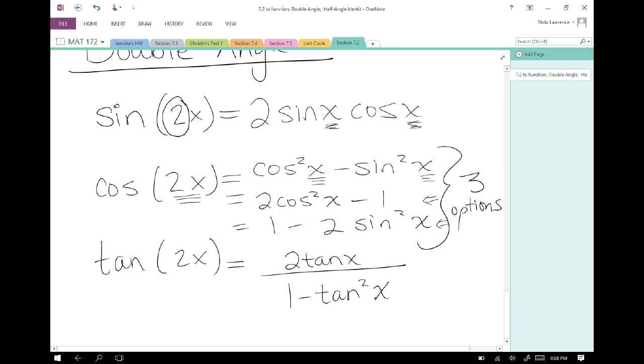Now I'm going to show you how I get sine 2x. And if you want to, you can repeat this process for the other ones as well. But I don't want this video to get too crazy. I still want to go through a bunch of examples with you, besides just showing you how to derive these formulas. But I want to show you how you can come up with that identity without necessarily having to memorize it.